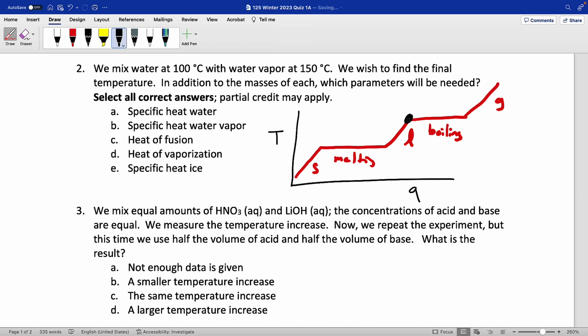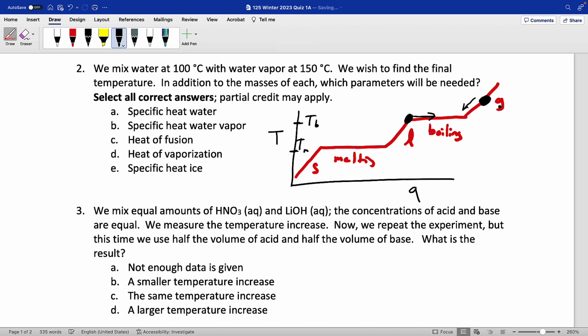Okay, there's the water. And we have water vapor at 150. So we're not at the boiling point, right? If we could label this as TB, the boiling point, and this would be TM, the melting point. So for the water vapor, we're not at the boiling point, we're at some higher temperature. So let's put it up here. The hotter thing is going to lose heat to the colder thing, and it's going to cause it to boil.